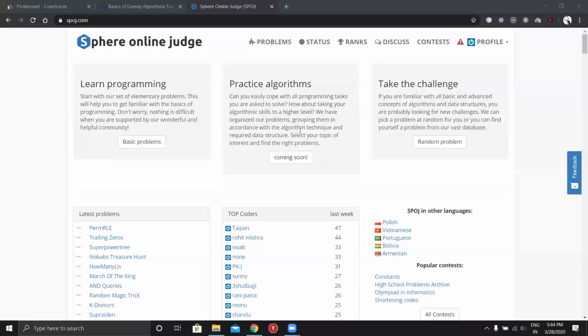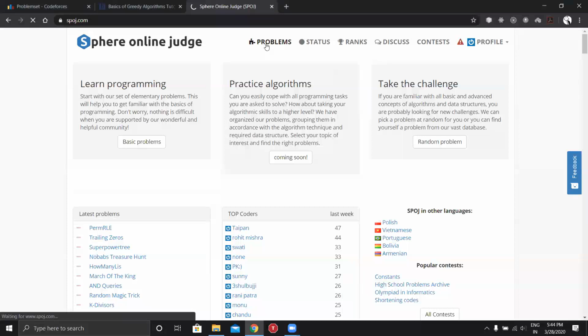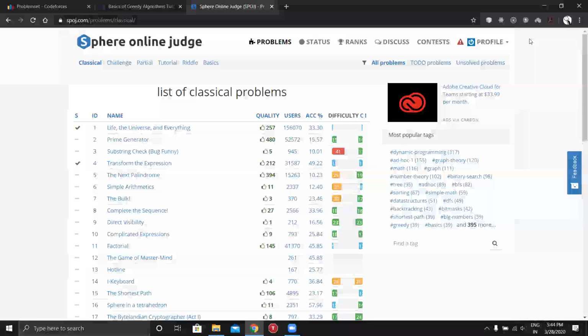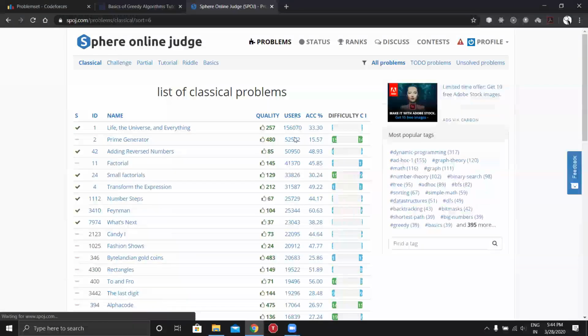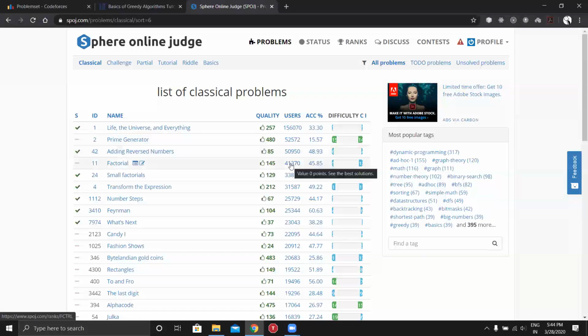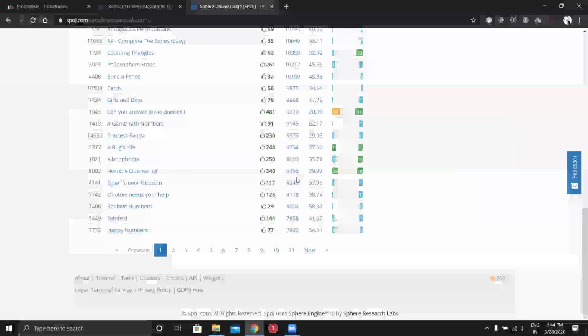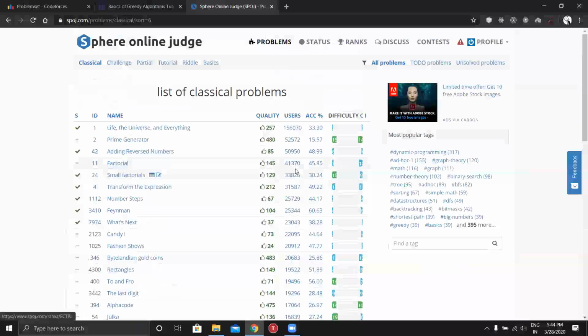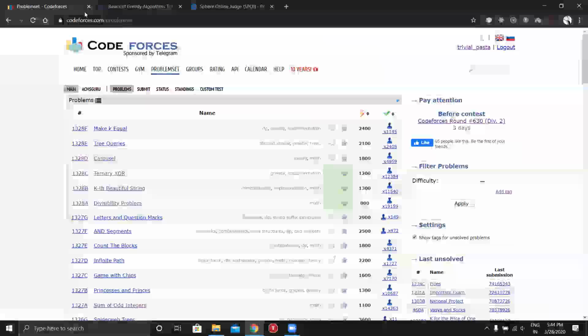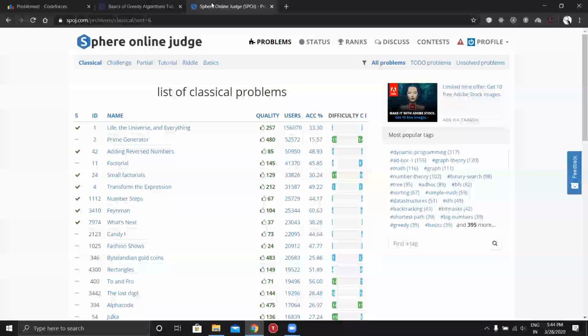After making the account on SPOJ, go to problems. SPOJ has a very big library of problems. I want you to sort by users, okay? If you sort by users, it's sorted so that the problems most people have submitted come first. The first one has 150,000 submissions, then the next has a few thousand, next 50,000, 41,000, like that. So it's in the order of how many people have submitted the questions, okay? I started off with CodeForces, so I feel comfortable on CodeForces. But SPOJ has its own advantage.